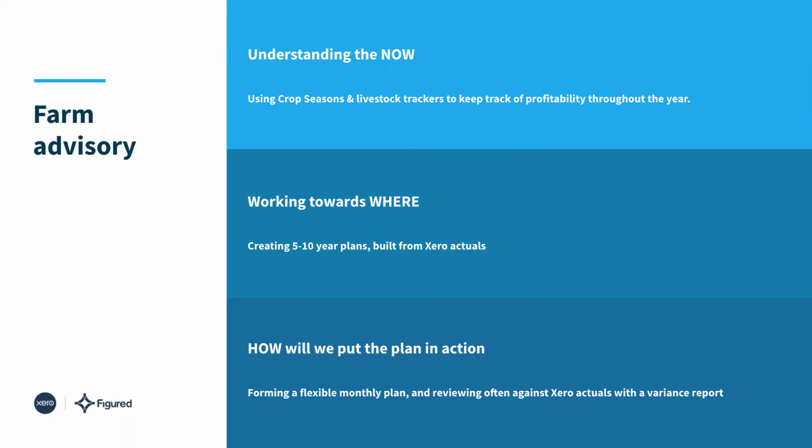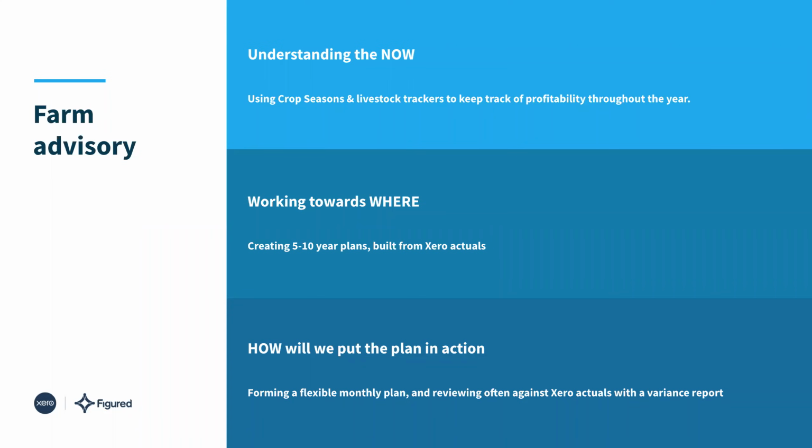So keeping our production up to date so that we know what we're producing and how much it's costing us to produce, by merging that production with the actuals that are flowing through from Xero. Xero is our point of truth there, and then we combine those actuals from Xero in Figured with our production through those trackers.